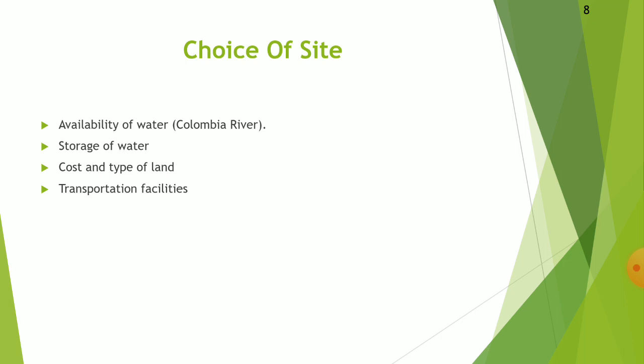Now, the choice of site of Grand Coulee Power Station. The first point is availability of water. Grand Coulee has available water from the Columbia River. The second point is storage of water. The Grand Coulee Power Station has good storage of water.